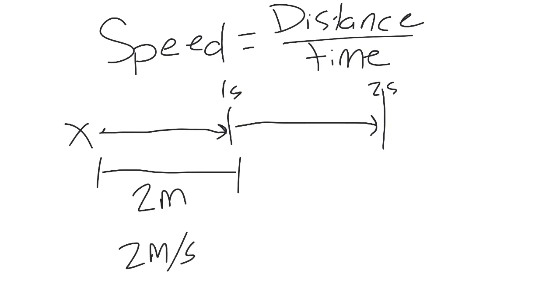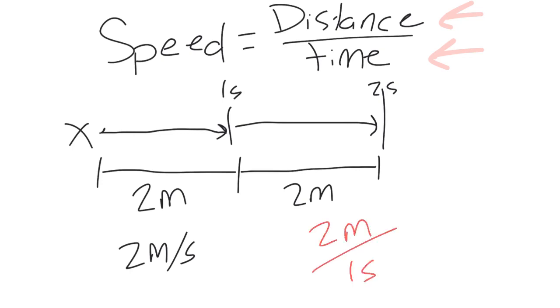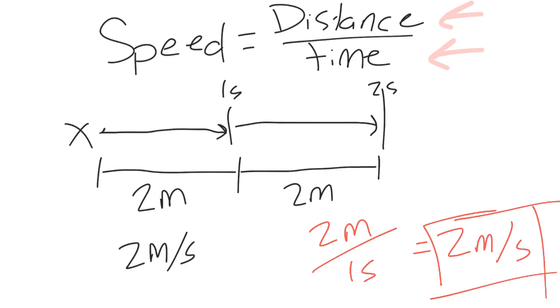And in this second, from 1 to 2 seconds, maybe I traveled another 2 meters. So again, I traveled 2 meters in 1 second. That's how we would say it, and we'd calculate it out that way. We'd have our speed equals 2 meters divided by 1 second, which equals a speed of 2 meters per second. It's how we say it, and it's how it sounds when we calculate it.